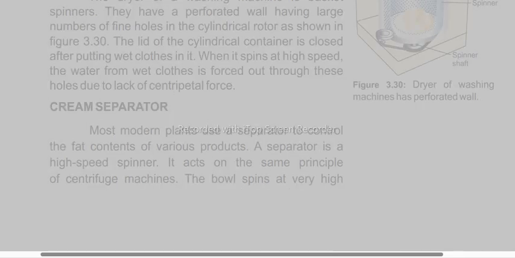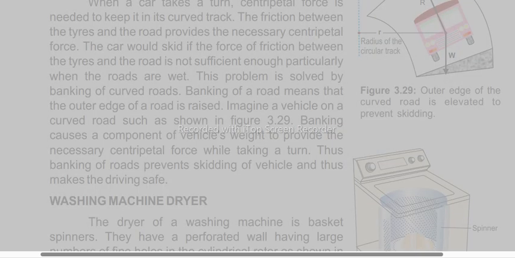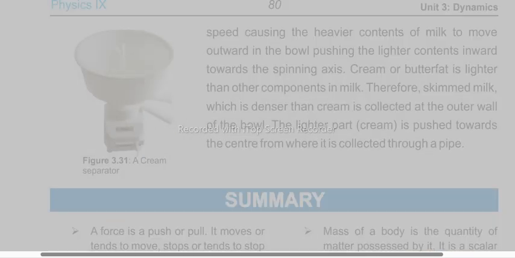Spinner. Spinner shaft. Figure 3.30, dryer of washing machines has perforated wall. R. W. A radius of the circular track. Figure 3.29, outer edge of the curved road is elevated to prevent skidding. Physics 980 Unit 3, Dynamics.